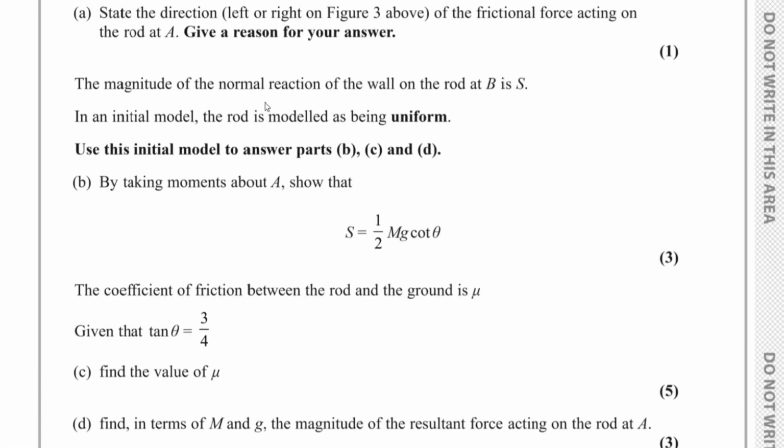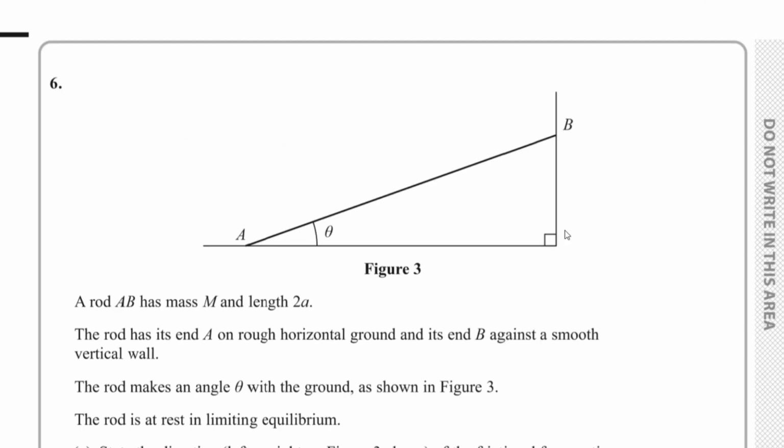The magnitude of the normal reaction of the wall on the rod at B is S. In an initial model, the rod is modelled as being uniform. Use this initial model to answer parts B, C and D. For part B, by taking moments about A, we have to show that S is equal to 1/2 mg cot theta. Let's show all the relevant forces on our diagram.